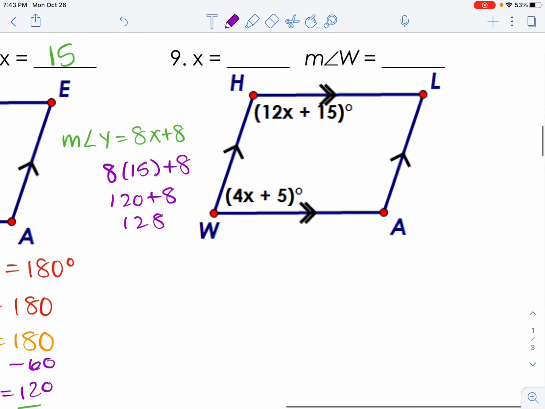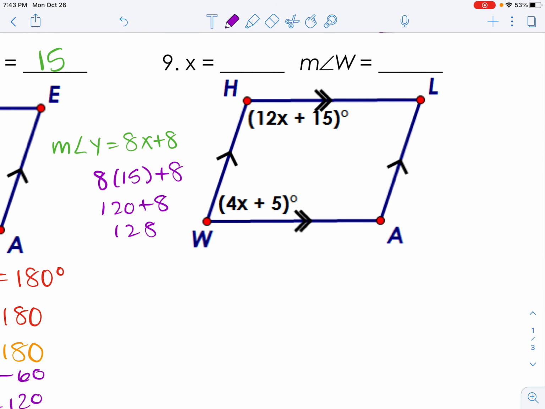All right, you can try number 9 on your own, see what you can do. At the very least, see if you can set it up. If you're not feeling super confident, see if you could at least set up the equation.